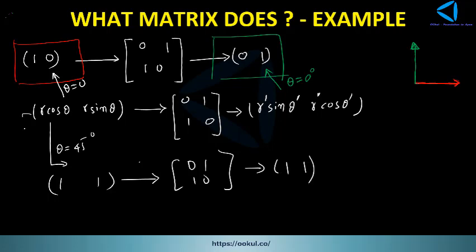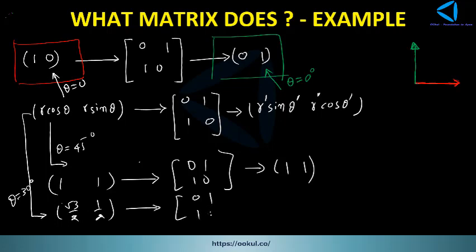So one more example, let me see theta equal to 30 degree. So you are giving 30 degree, meaning root 3 by 2, 1 by 2, giving it to 0 1 1 0. It will emit 1 by 2, root 3 by 2.